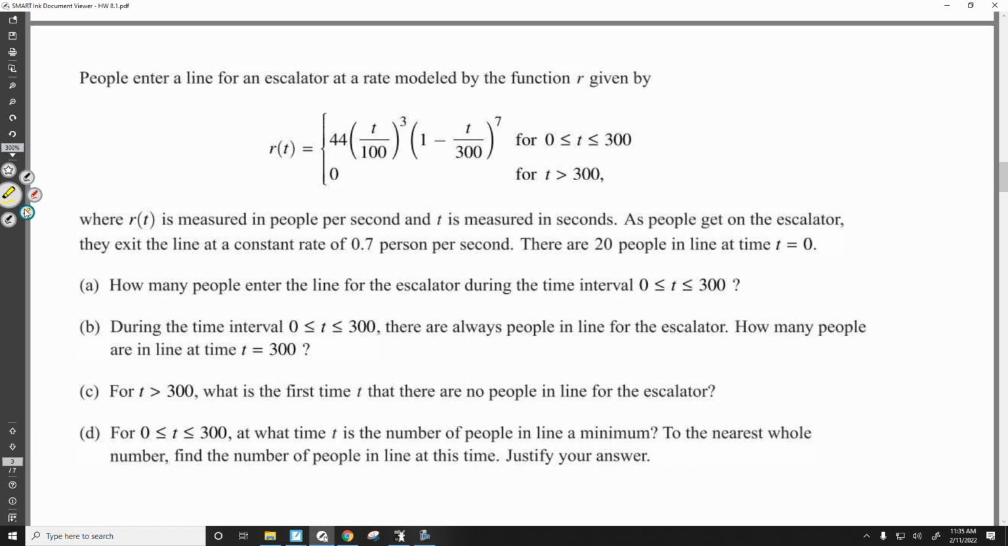Because this is a big mistake students make. People enter in a line for an escalator given by R. This is a rate. You read that rate. You know this is a derivative. That spells derivative. That's a rate in. People exit the line at a constant rate of 0.7 people per second. That's just a number. So that's a little bit different. And again, that's my rate out, but it's just a number.